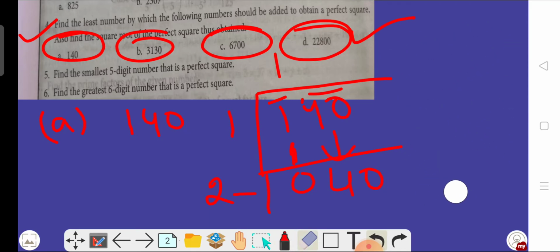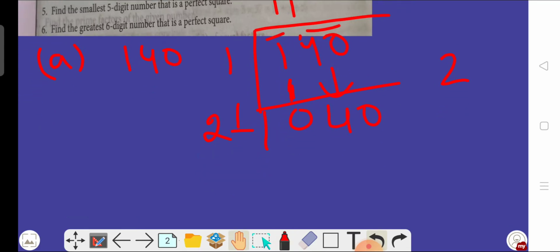Now look at here. If we put here 2, this will become 44 and 44 is greater than 40. So by hit and trial method we can say that unit place is 1 and quotient is also 1. So this number is equal to, and the remainder is 19.